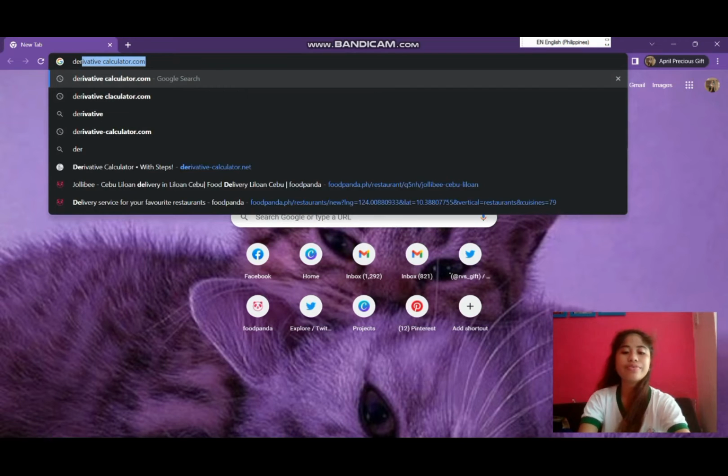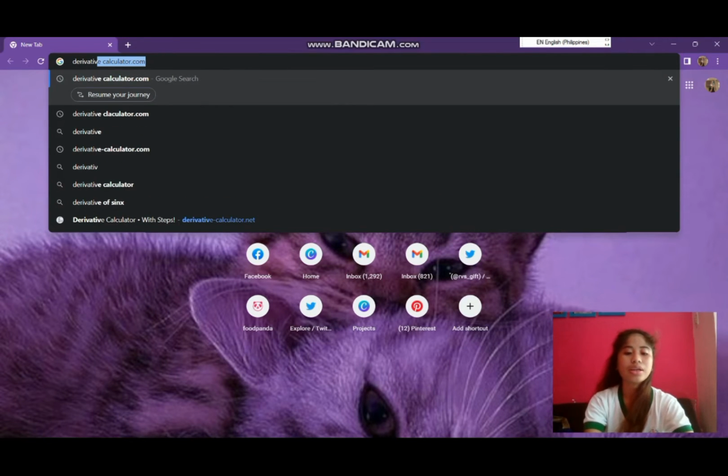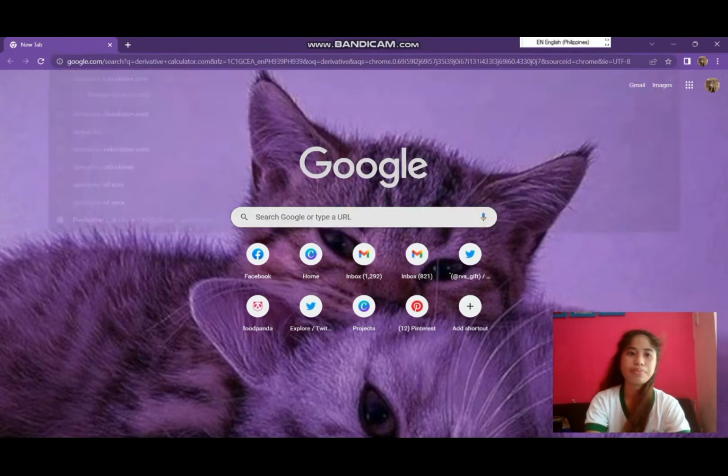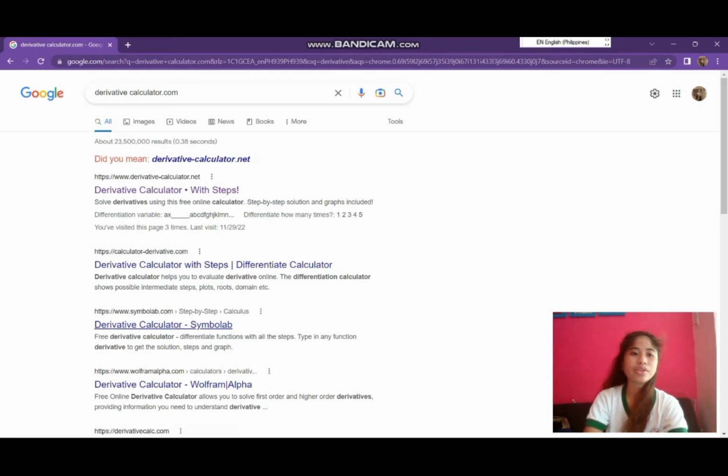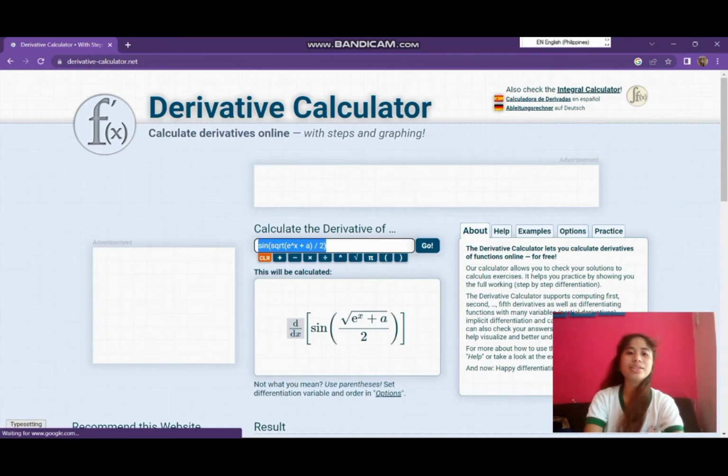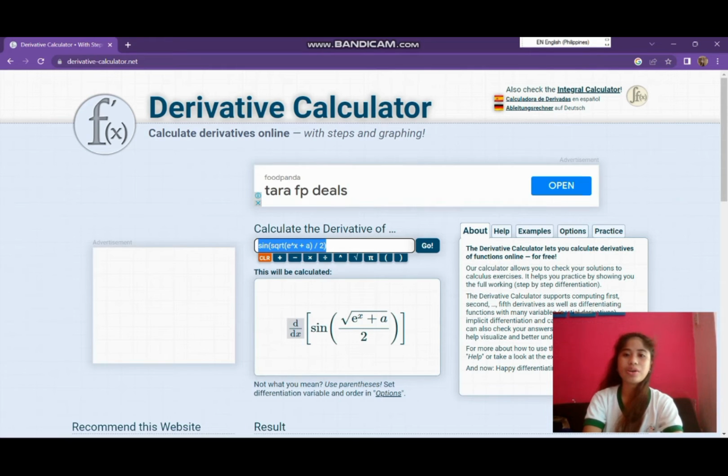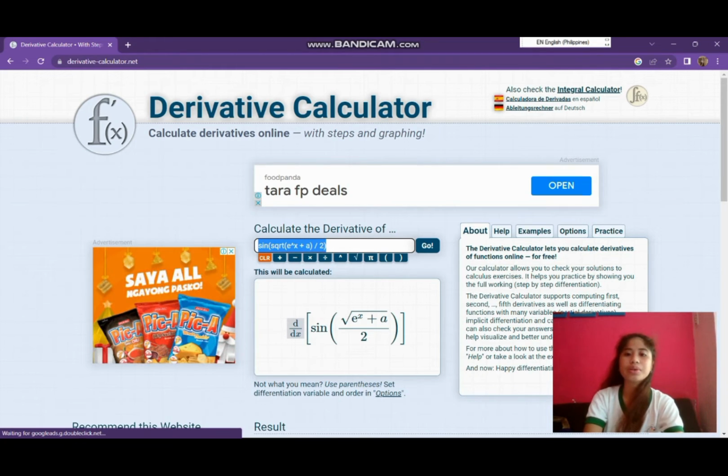then type derivativecalculator.com. So this is the result. Just click derivative calculator with steps. Then this is what the derivative calculator looks like. This calculator allows you to check your solution to calculus exercises. It helps you practice by showing you the full working, step-by-step differentiation.